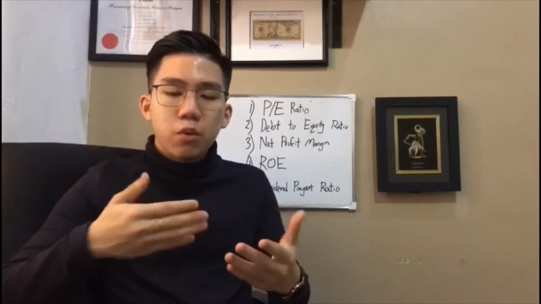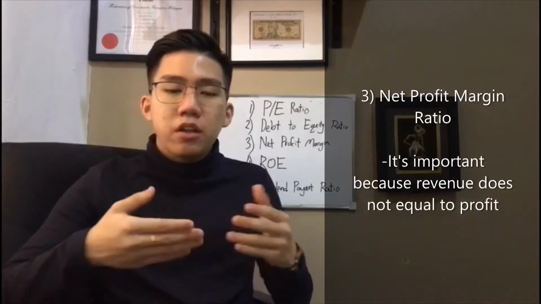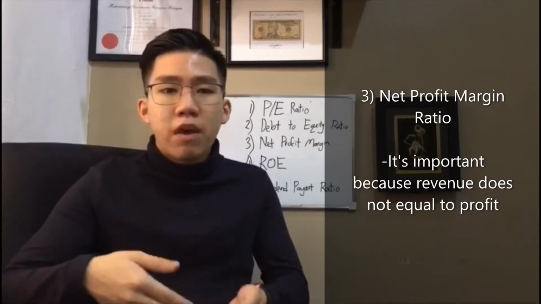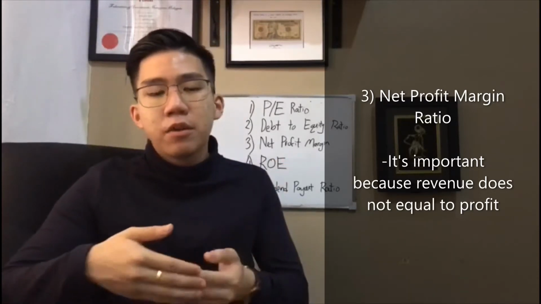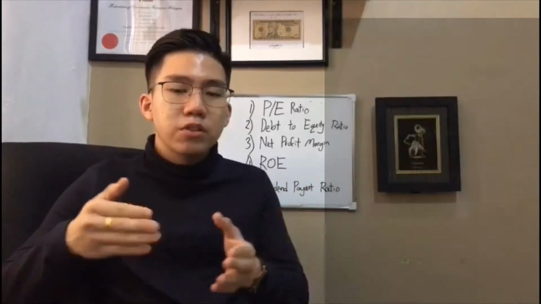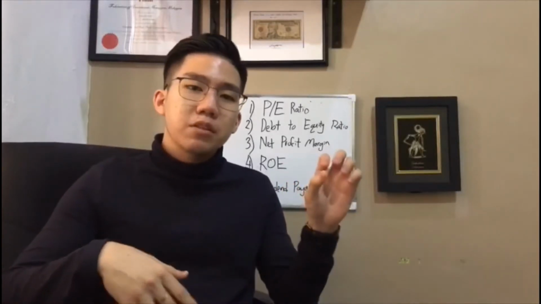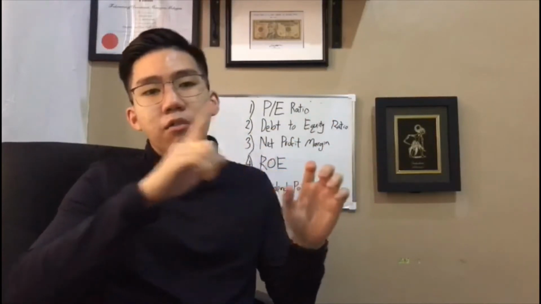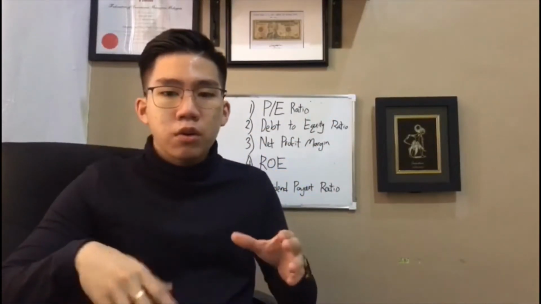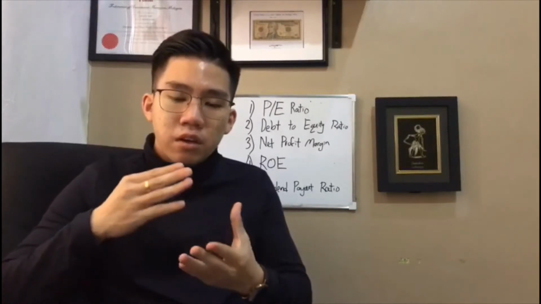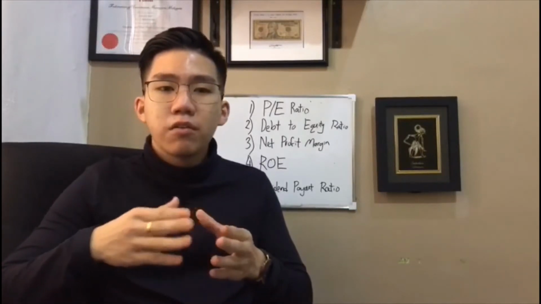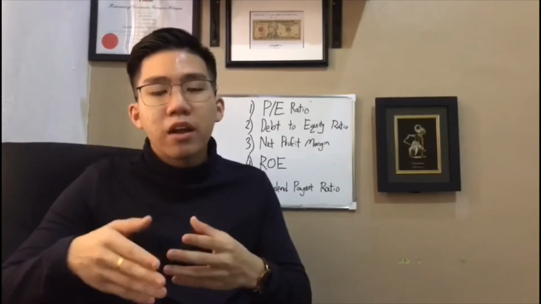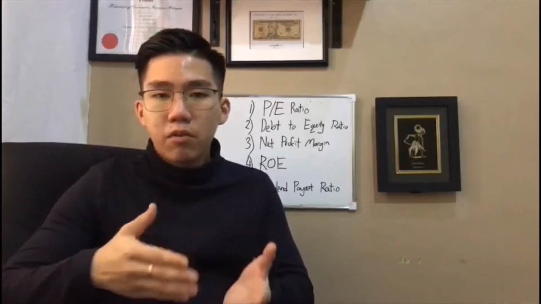Okay, so the third one is the net profit margin ratio. The net profit margin ratio tells you how much money the company makes with every $1 of revenue it has, because revenue doesn't equal profit. When revenue comes in, they still have to pay out all the expenses and liabilities before they can calculate their net profit. So companies with higher net profit margins offer less risk for the investor and shareholder because they are less likely to go out of business and into bankruptcy.